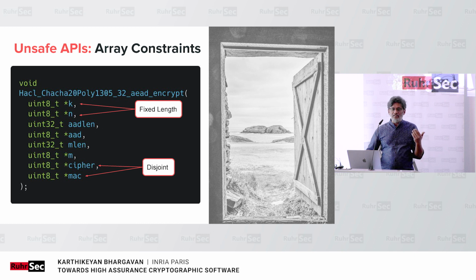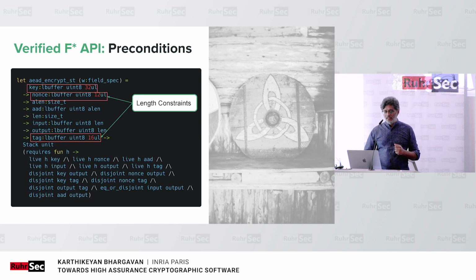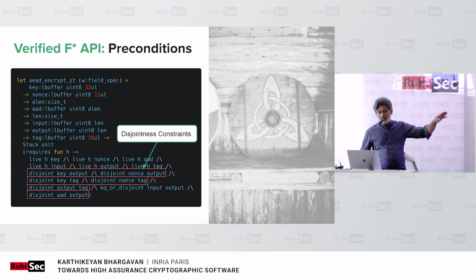So you would be surprised. It's formally verified code, I'm calling it, and it's seg faulting, which will be very weird. And the reason is, if you look inside the HACL API, the F-star API, of course, there are preconditions that describe all of these things. So it says that the key has to be 32 bytes, a nonce has to be 12 bytes, a tag is going to be 16 bytes. And there are preconditions that say the key and the output have to be disjoint, the nonce and the output have to be disjoint, and so on.